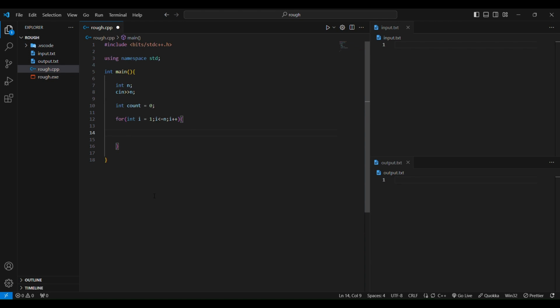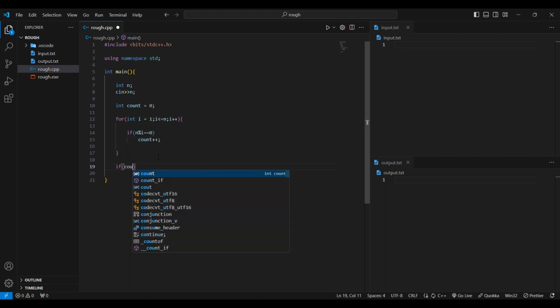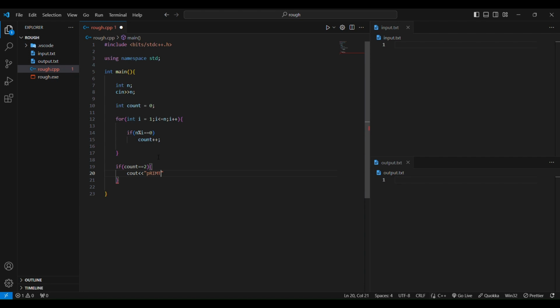So now let's execute this one. If i can divide n completely, we will just increment the count. That means we have got a factor here, right? We will just check whether the count is equal to 2 or not. If it is, then just print that it's a prime. Else, it's not a prime. Done. So let's run this.